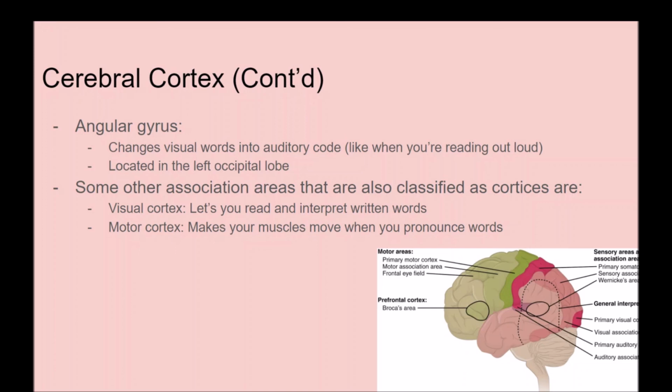Other association areas that are also classified as cortices are the visual cortex, which lets you read and interpret written words, and the motor cortex, which makes your muscles move when you pronounce words.